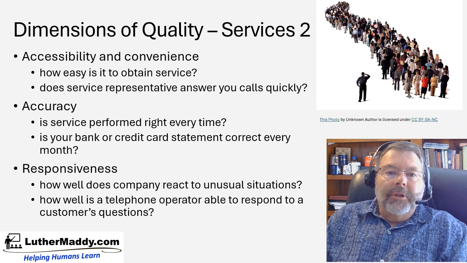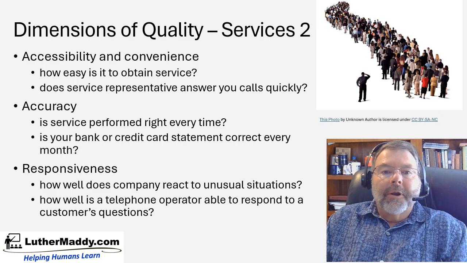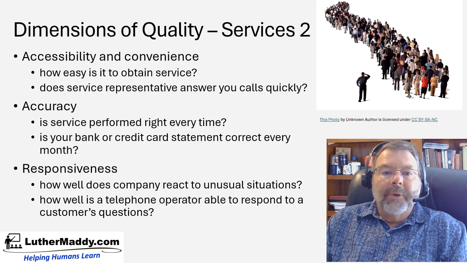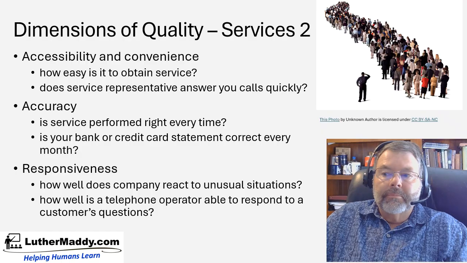Okay, rounding out our list of dimensions of quality for service products would be accessibility and convenience. Is it easy to obtain the service? Are they able to answer our calls quickly? Do we have to stand in line forever to get the service that we need? Accurate. Are we getting the right answers every time? Responsiveness. How well do they react to our unusual situations? Is a telephone operator able to handle our questions or at least point us in the right direction? So there we have the list of dimensions of quality for services.